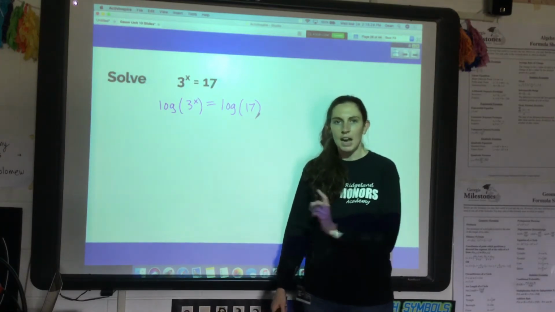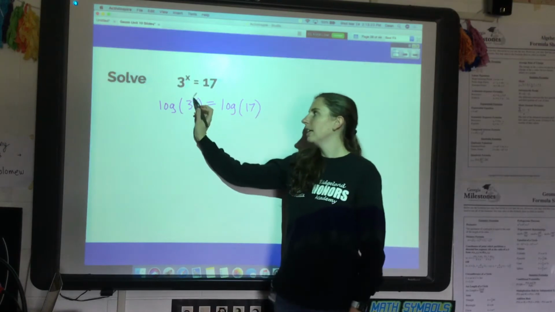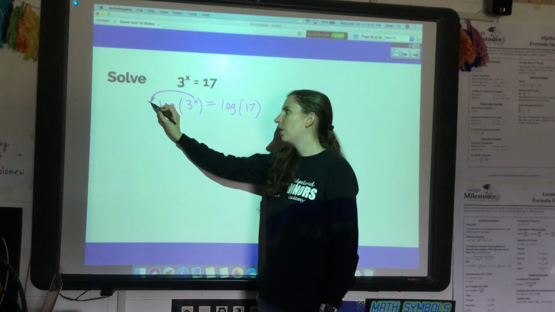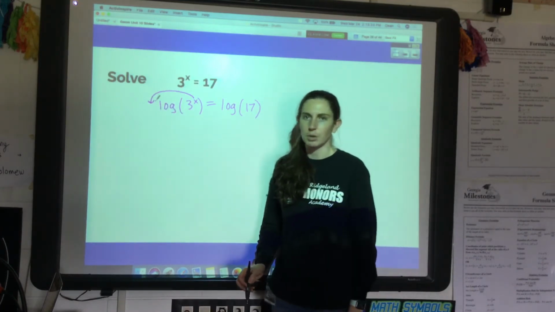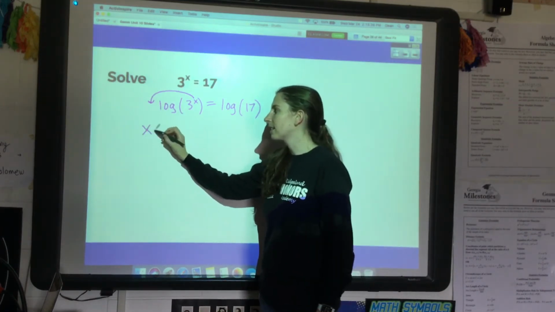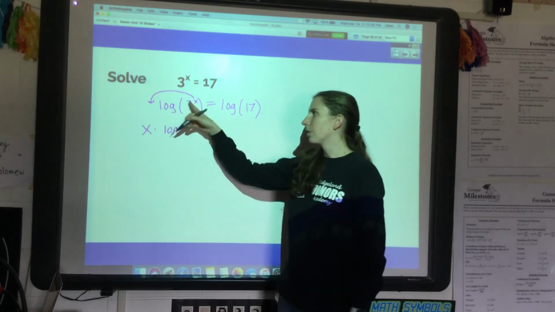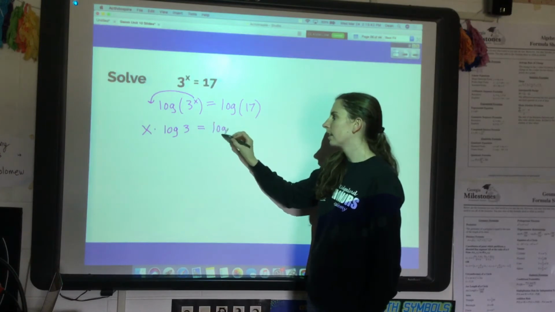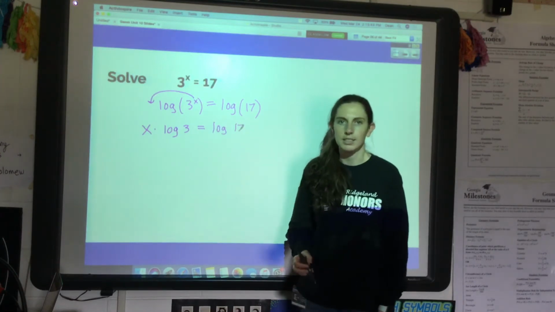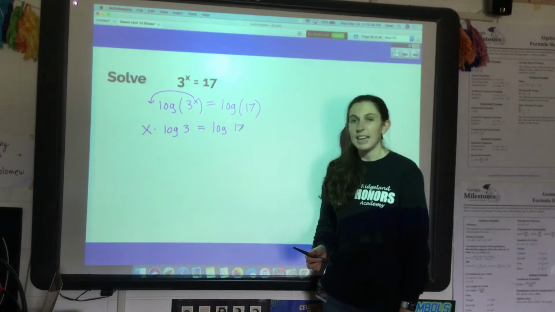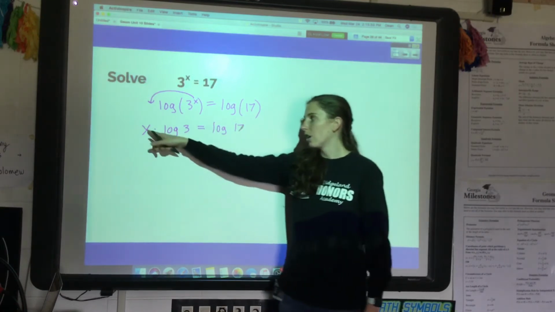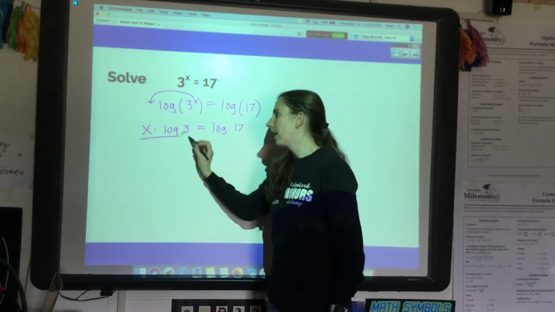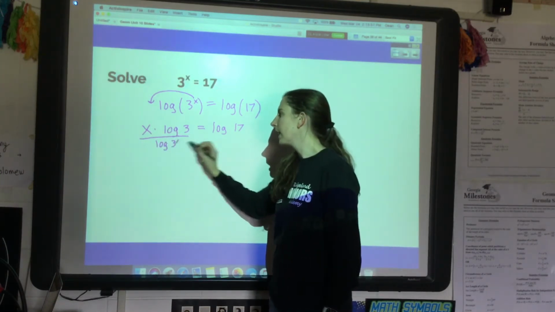Now we're going to use that power property, which says I can bring this exponent down to no longer be an exponent. So now I have x times the log of 3 equals the log of 17. We don't really need parentheses there. Now that it's no longer an exponent, I can solve for x very easily. It's being multiplied by log 3, so divide by log 3. And there we go.